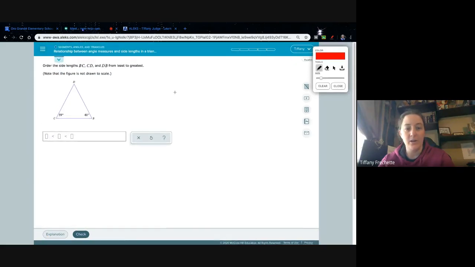All right, so the other thing, which we were talking about the side lengths on the last page, the same thing is true with the angle measures. So this time they're giving us angles. So the largest angle is across from the largest side. The smallest angle is across from the smallest angle. So, sorry, the smallest side is across from the smallest angle. I'm not sure if I said that correctly the first time.